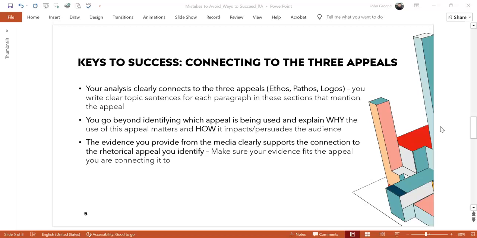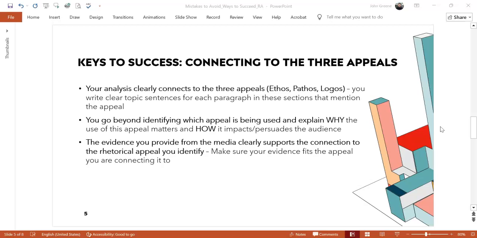And then you really want to go beyond identifying which appeal is being used and why, and then explain why it matters and how it impacts the audience, okay? It is important that you identify how this evidence or this part of the speech or ad is ethos, pathos, or logos. So that's part of it. So you must do that, but you need to go beyond that and explain the why and then give the how it persuades the audience.